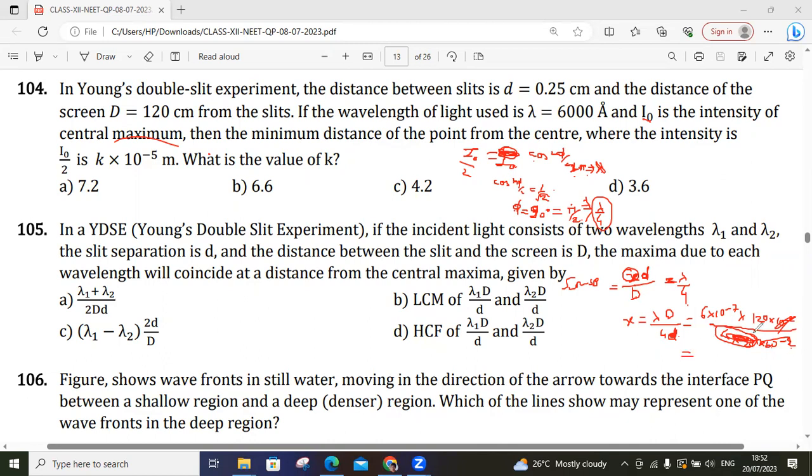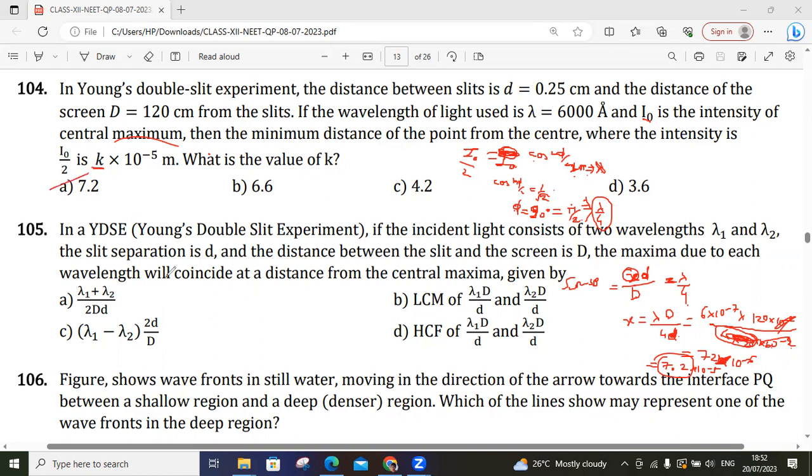Then what do you get? 12 into 6 is 72. 72 into 10 power minus 6 you will get. So minus 5, if you take, 7.2 into 10 power minus 5 you will get. So k into 10 power minus 5 they have told. So it is k equals 7.2. That is option A, 104 is option A.